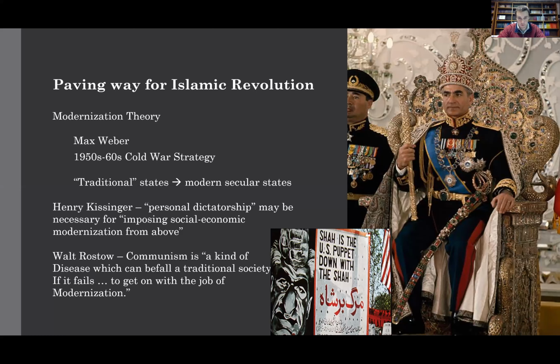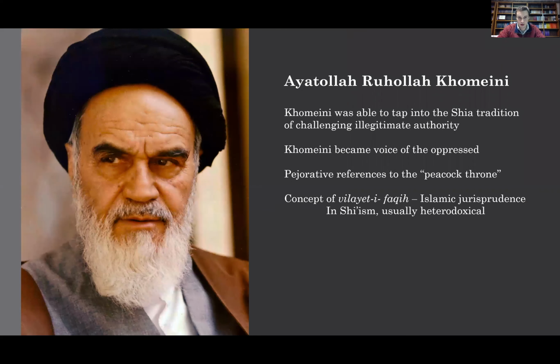So this was the whole framework, the idea that in order for the United States to win the Cold War, it needed to bring these countries into the sphere of influence of the United States rather than the Communist Union. And so the Iranian people, they saw it. You see in the sign there, "Shah is the U.S. puppet, down with the Shah." So they recognize what's going on. So I'm going to spend most of the rest of my presentation on this guy.